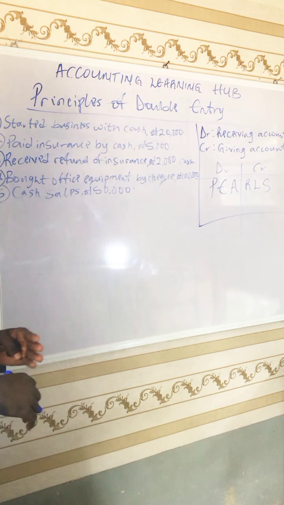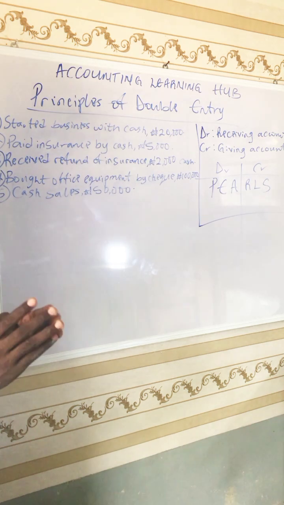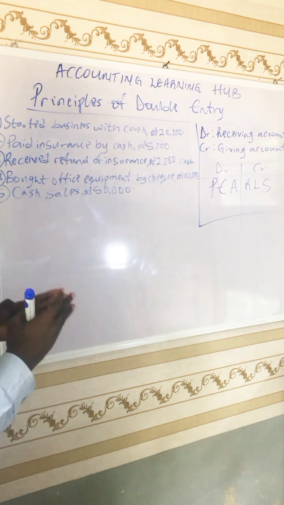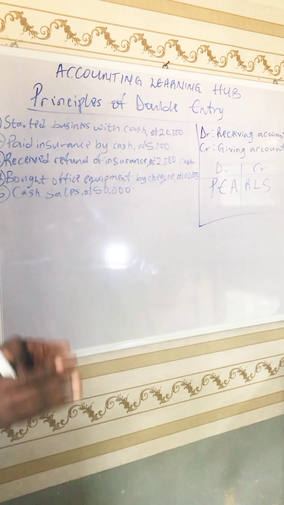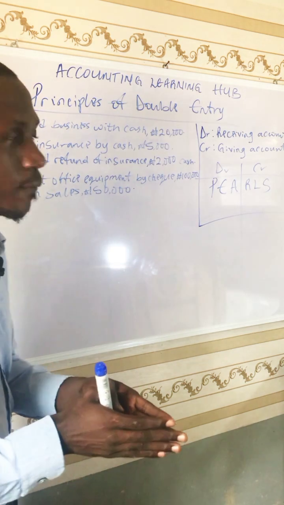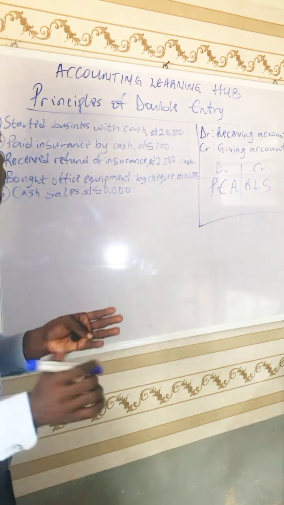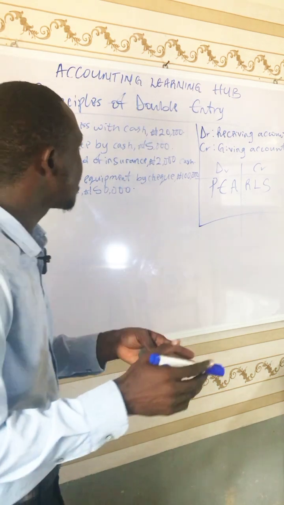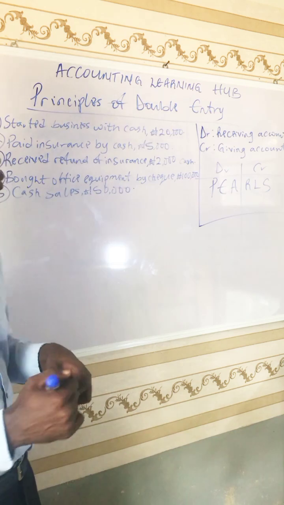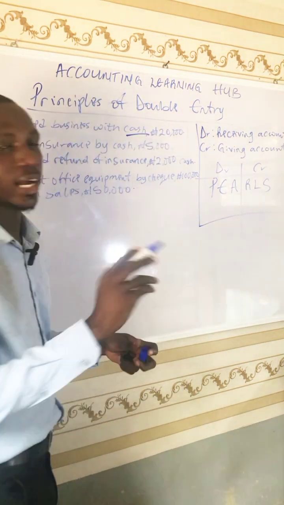Started business with cash, 20,000 naira. Now, the transaction is that the owner of the business introduced cash into the business and the cash is 20,000. So the next thing is to identify the accounts that are involved. Since the payment is by cash, the cash account is involved.